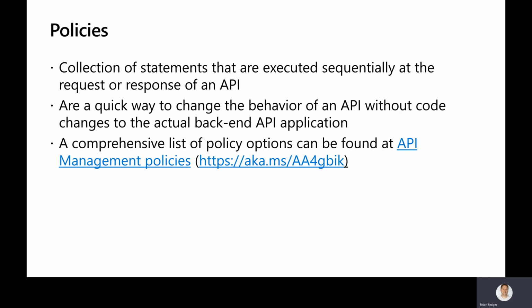Policies, like I mentioned, are a big area for APIM, or API management. Policies are a powerful capability that allow the publisher to change the behavior of the API through configuration. Policies are a collection of statements that are executed sequentially on the request or response of a particular API. Popular statements include format conversion, say from XML to JSON, and call rate limiting to restrict the amount of calls from a particular developer.